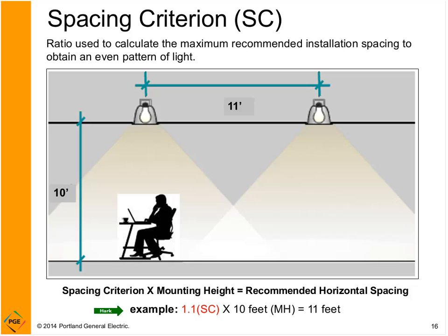Okay, so here's the quiz. So what if the spacing criterion was 1.2? So how far apart should the fixtures be spaced? And here's your three choices. So indicate which one of these. If the spacing criterion is 1.2, how far apart should the fixtures be spaced?